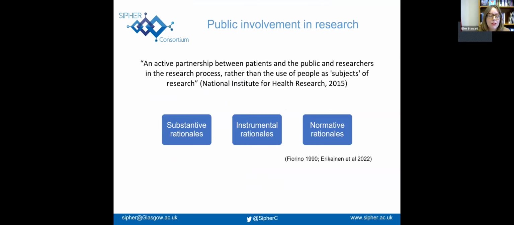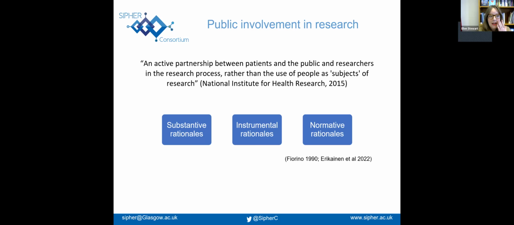So I'm not going to get too hung up on definitional issues. This is a vast literature which could easily be a webinar in itself. But I've been working with the key definition from the National Institute for Health Research, offered in 2015, which is public involvement as an active partnership between patients and the public and researchers in the research process, rather than the use of people as subjects of research. And it's that active partnership that we've been trying to establish, and in this presentation I'll reflect on some of our achievements and probably failures also in doing so.